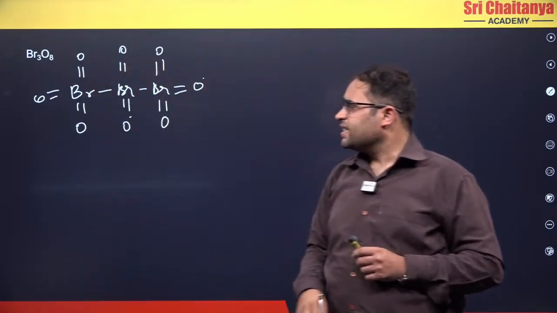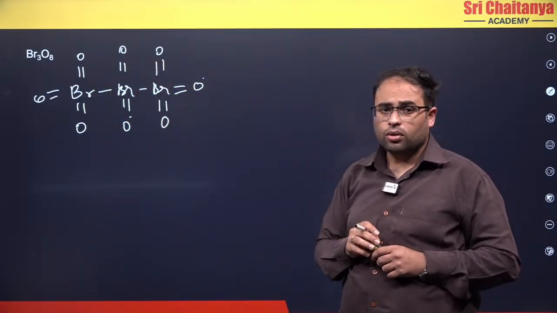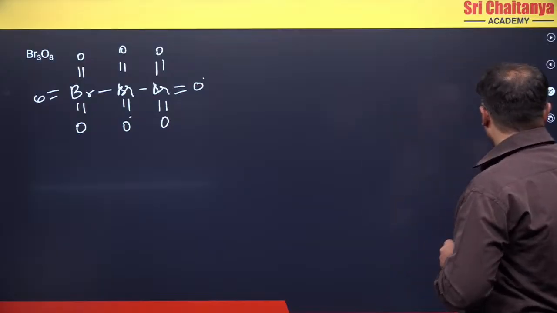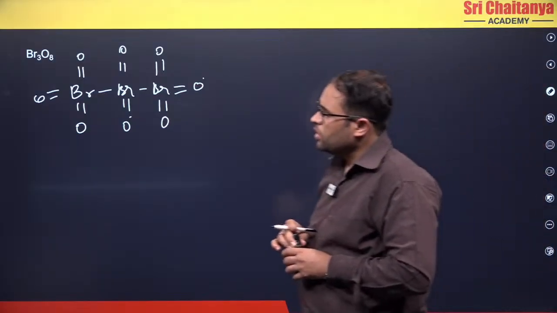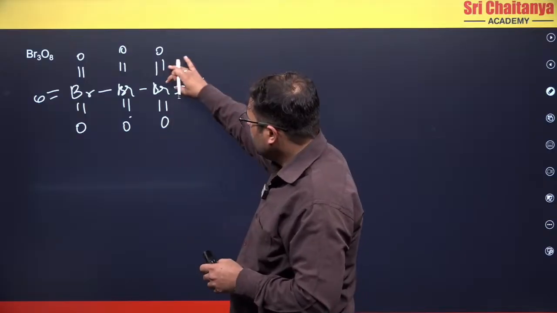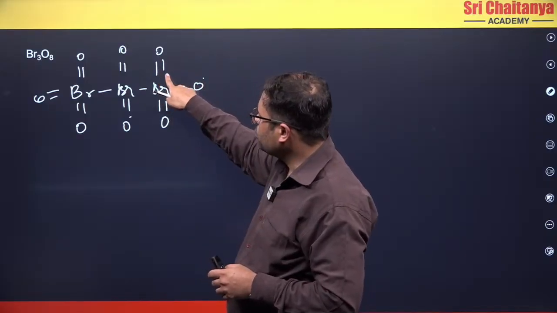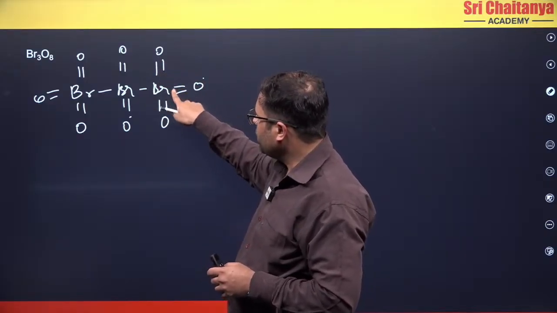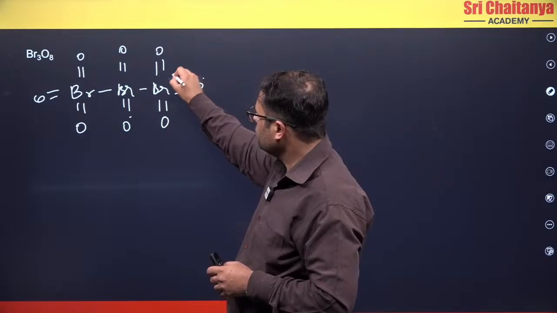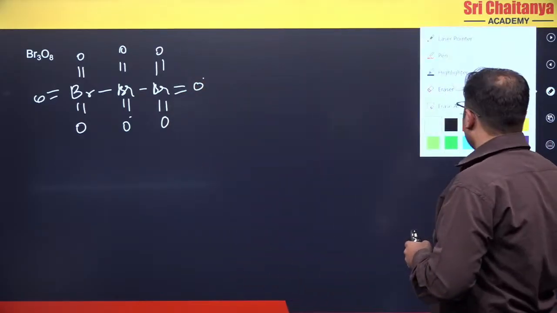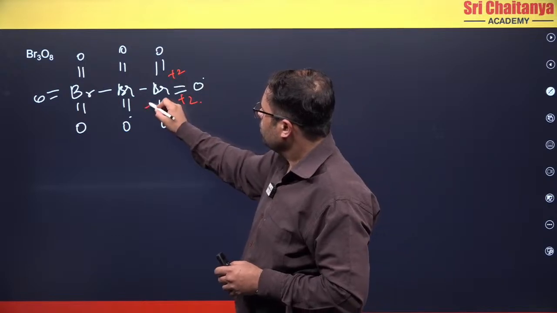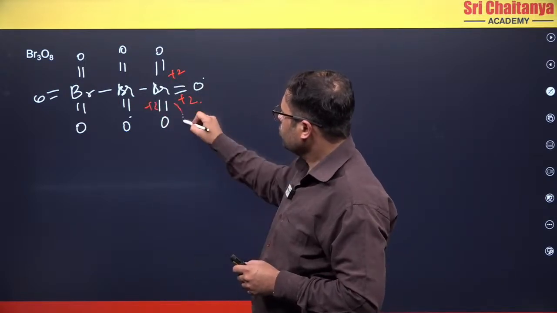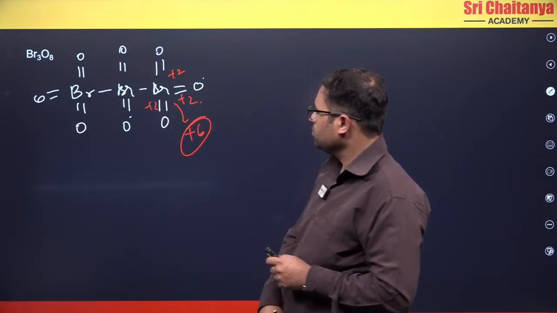Right, 6, 6, Br3O8, right. Understand that this Br has +2 from here, +2, +2, +2. So let me write that: +2, +2, +2, +2, right. So the total is +6.